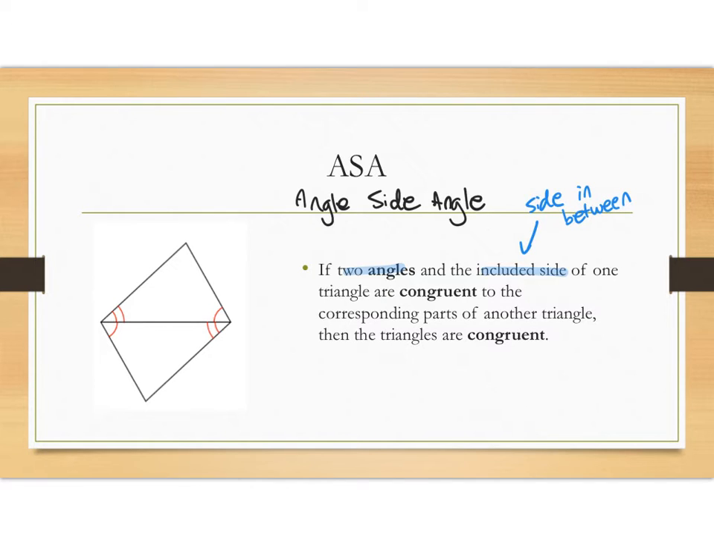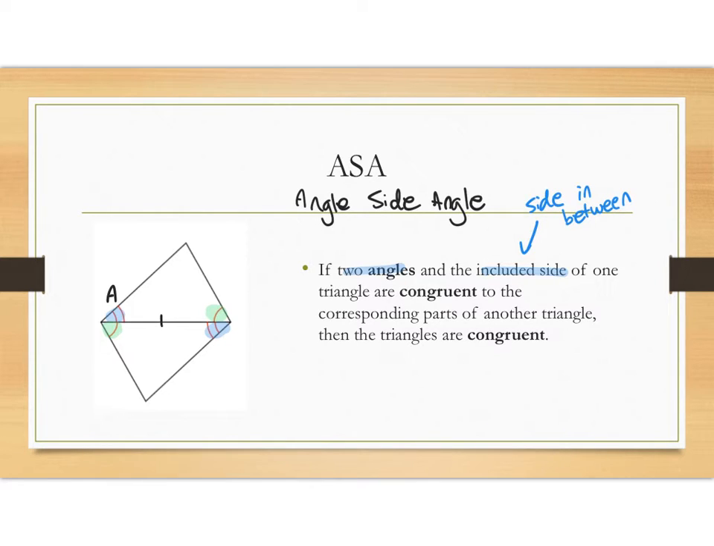Let's take a look at our angles first. I can see that this angle has 2 arc marks, so it must be congruent to that one. And this one has 1, so it must be congruent to that one. So I have 2 pairs of congruent angles here. And in between them, I have an included side. So this side right here is in between my angles. That's what it means to be included. It means to be in between.